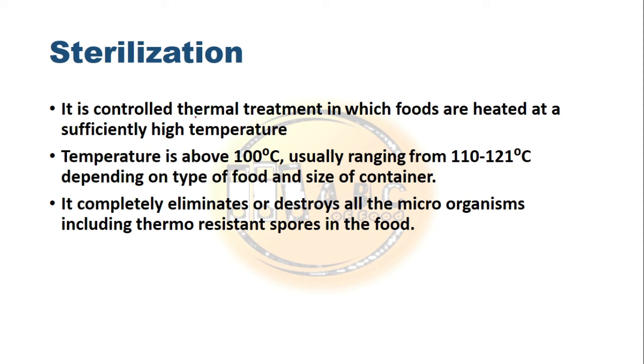Sterilization. It is a controlled thermal treatment in which foods are heated at a sufficiently high temperature. Temperature is above 100 degrees centigrade, usually ranging from 110 to 121 degrees centigrade, depending on the type of food and size of a container. It completely eliminates or destroys all the microorganisms, including thermoresistant spores in the food.